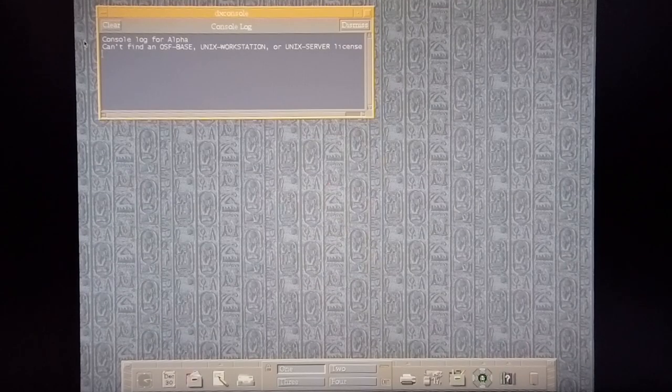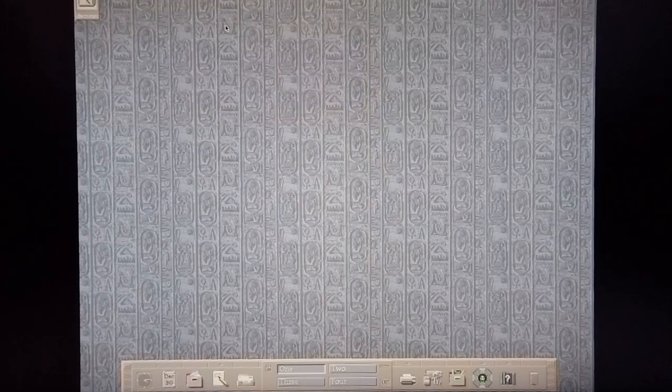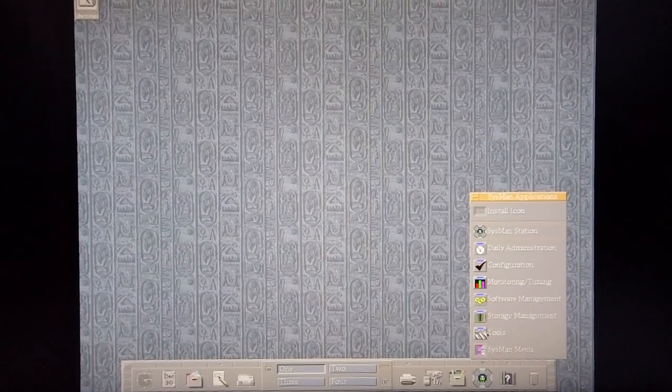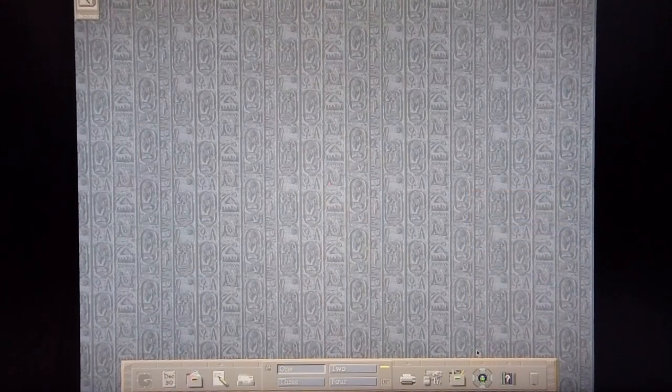Okay, I'm just going to play around at 264 for a bit, just to give you some idea as to how fluid this machine is. I'm just going to open up the System Manager menu. As far as I'm concerned, its speed is pretty similar to that of an Indy. So you're looking at Indy-type performance from this kind of machine.